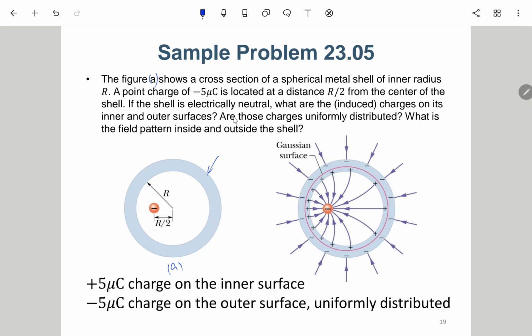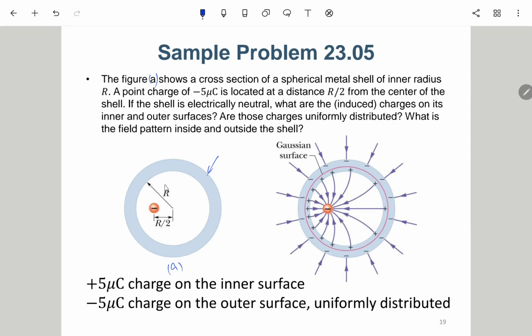If the shell is electrically neutral, okay, what are the induced charges on its inner and outer surface? Are those charges uniformly distributed? What is the field pattern inside and outside the shell? Okay, the field pattern. Okay, so simply speaking, the answer will be like this.